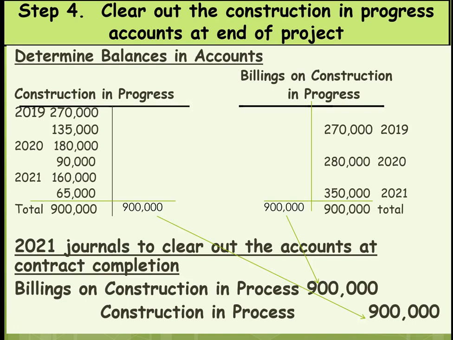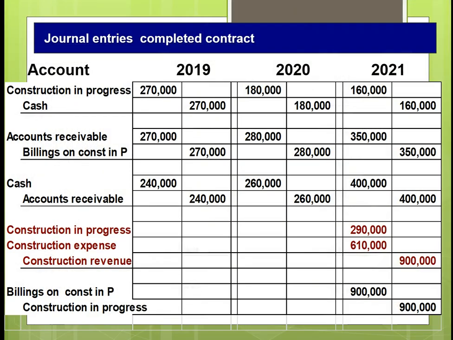Now, what if we had done completed contract? What would it look like? Well, the thing to remember with completed contract is we don't book any revenue until the end of the project. So, we would be booking construction in progress and billings on construction for each of the 3 years, and we would not book any revenue until the contract is complete.